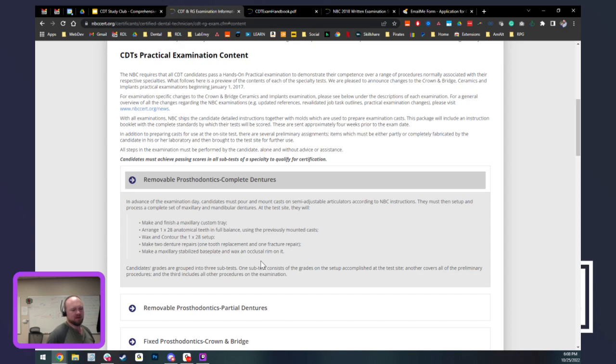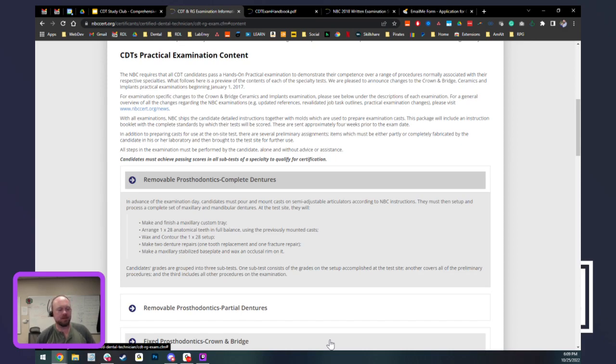I'm going to be honest with you. I've heard some nightmare stories about the fracture repair, that they'll just take the denture and go clunk, and you've got to put it back together. So sticky wax is your friend, I think. Make a maxillary stabilized base plate and wax an occlusal rim on it.